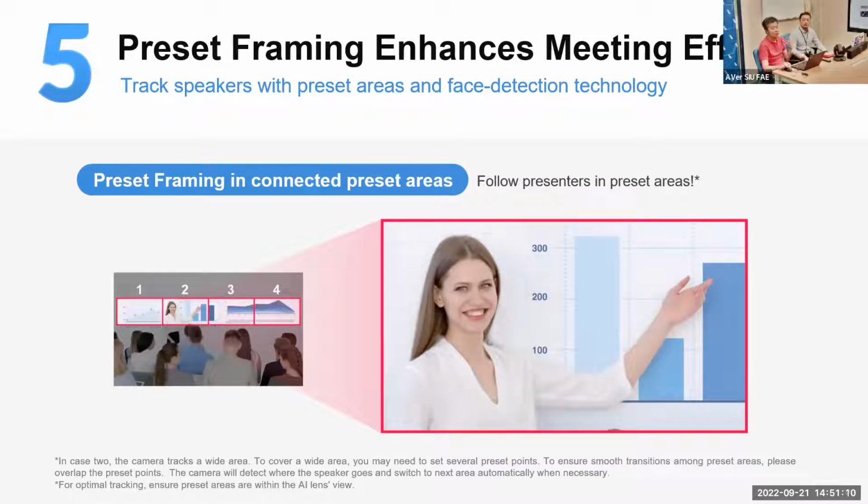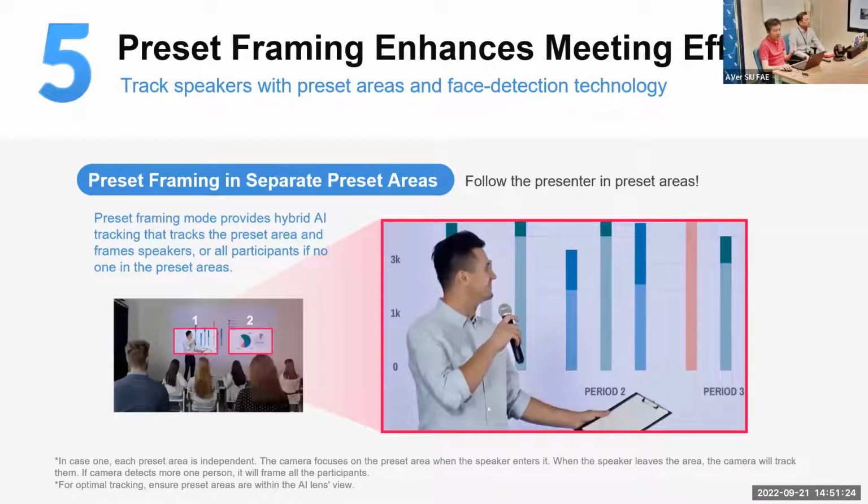And then if we have 2 participants in the one image, the feature will become auto framing. Oh, that's smart. This is another type of the preset framing, in separate preset area. We can separate preset area in different position, no need to overlap or continue.